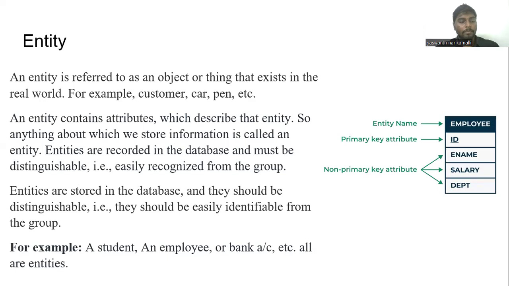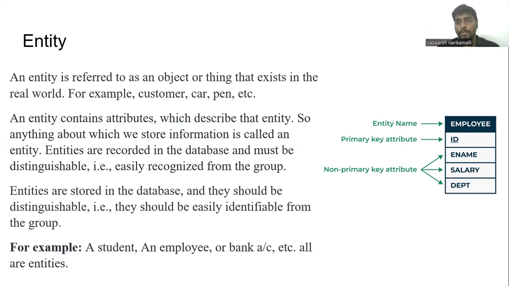Basically, when we were discussing Java in the last semester, if I asked you what is an object, everybody used to say an object is a real world entity. Here, the entity is nothing but a real world object. We can say an entity is referred to as an object or a real world object or a thing that exists in the real world. For example, a human, a customer, a car, a pen.